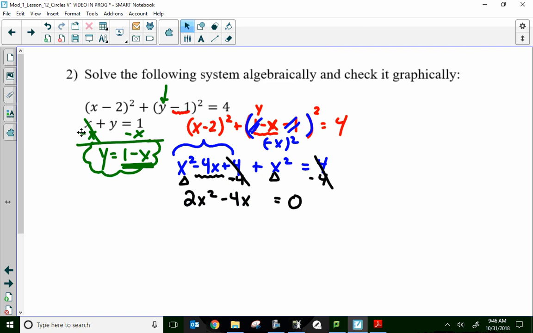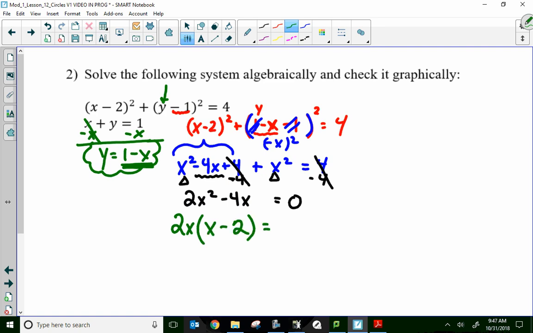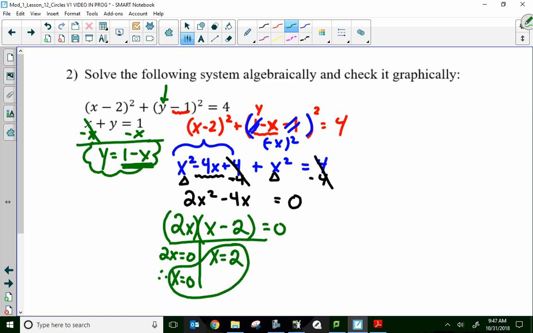I'm going to factor by pulling out the greatest common factor, which is 2x. What's left is x minus 2. And if I split this into two factors, there are my two equations. If 2x equals 0, therefore x has to be 0. And if x minus 2 is 0, well, 2 minus 2 is 0. Those are my two x values.